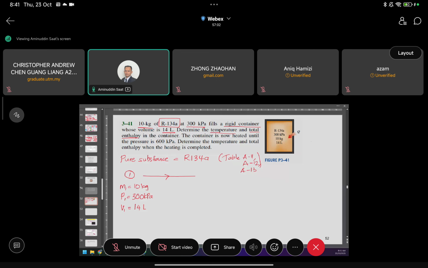The process is considered heating. So it's now a heated process. Basically, it is a heating process until the pressure is 600 kilopascal. So you can write here the next pressure after the heating is 600 kilopascal.